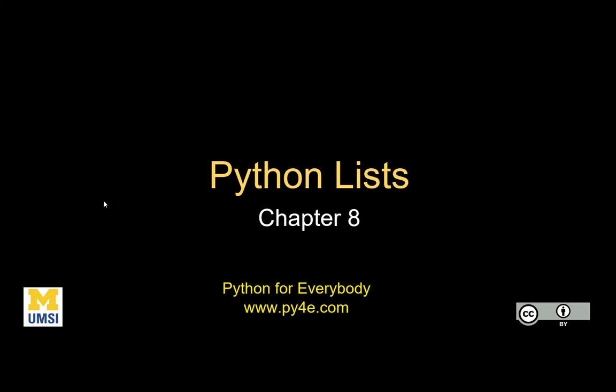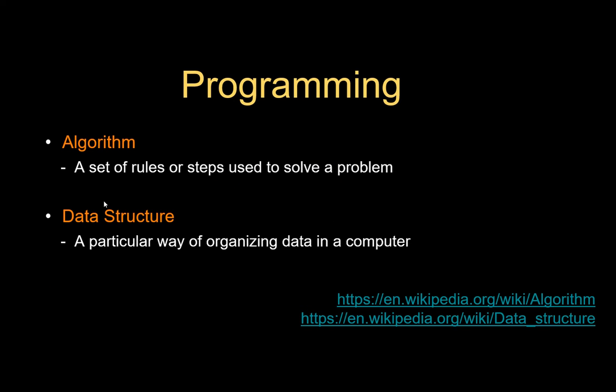Up to right now we were talking mainly about algorithms, and algorithms are a set of rules or steps that we use to solve a problem that we have. As of today and in the next two sessions, we're going to talk more about data structures. A data structure is basically a particular way that we organize data in a computer.